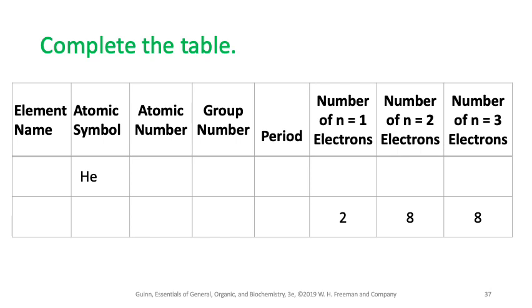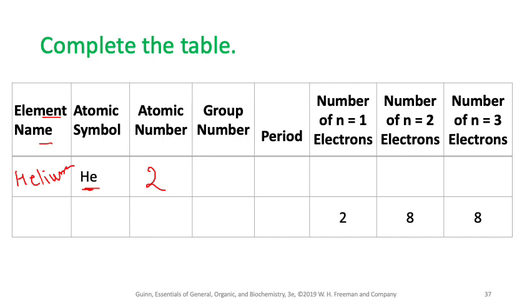Okay, so let's do one more problem. It says complete the table. So you have to fill in all the blanks or all the columns that are available. So let's try to do the first row. The atomic symbol is He, the name of that element is helium, right? What is the atomic number for helium? 2.